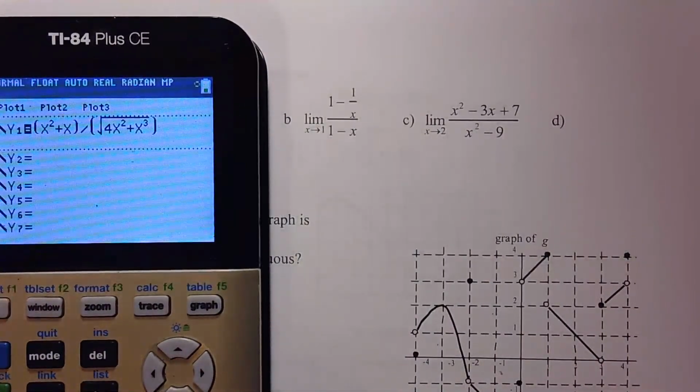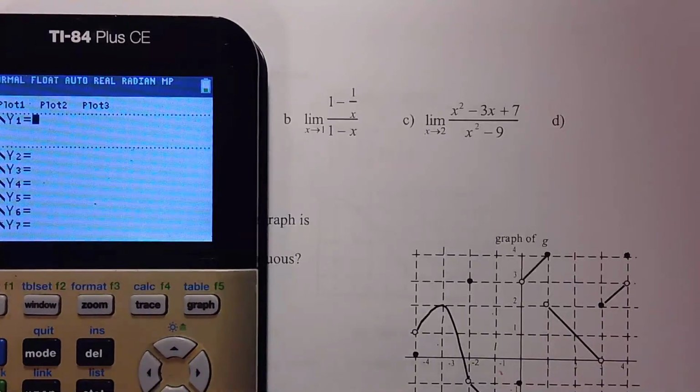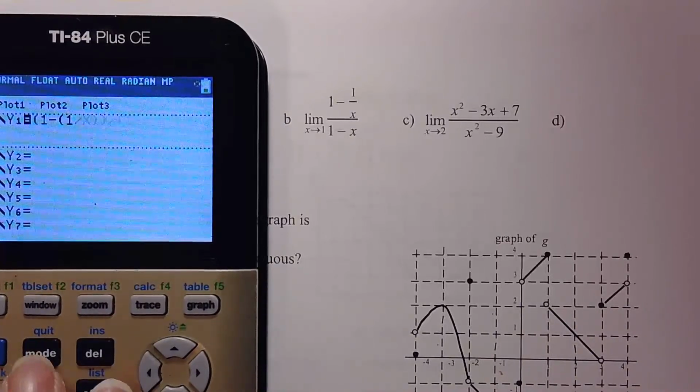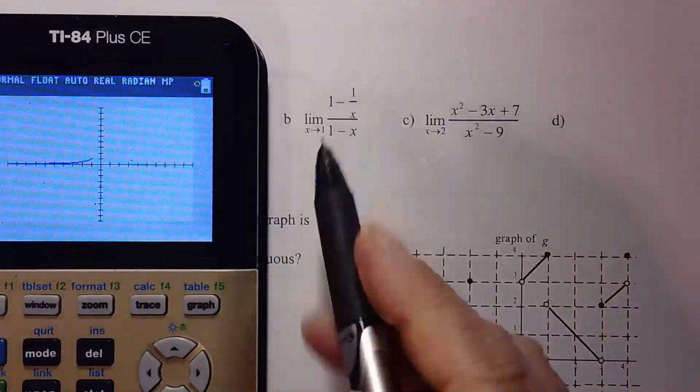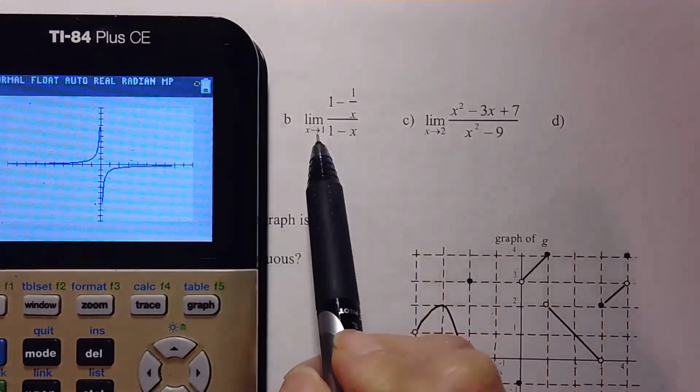Okay, I'm going to go in here, clear this out. Whole numerator in parentheses: parenthesis, 1 minus parenthesis 1 divided by x, close the inner parenthesis, and then parenthesis again, divided by quantity 1 minus x, close the parentheses, hit the graph key. We're looking for the limit as x is approaching 1.